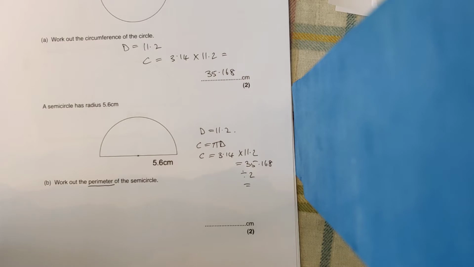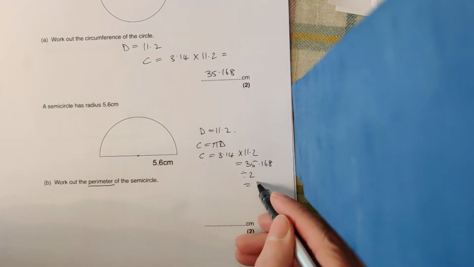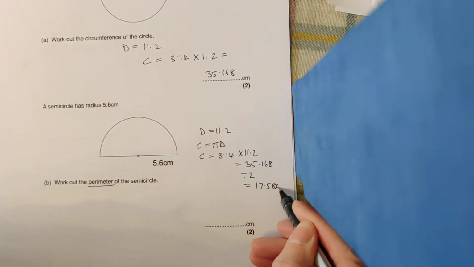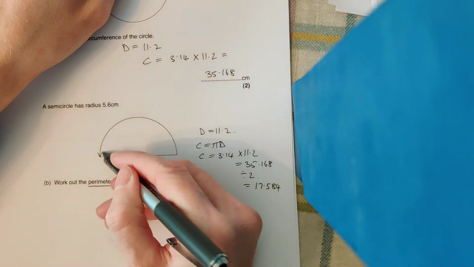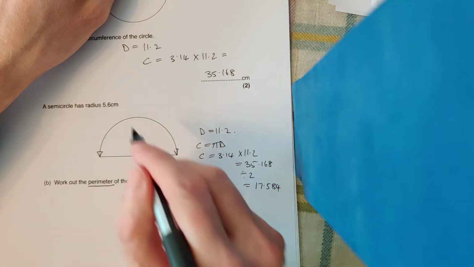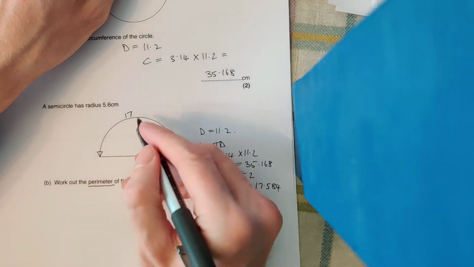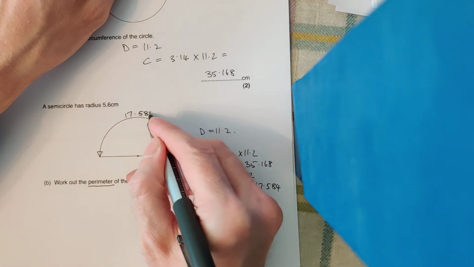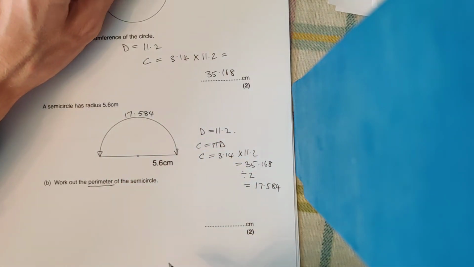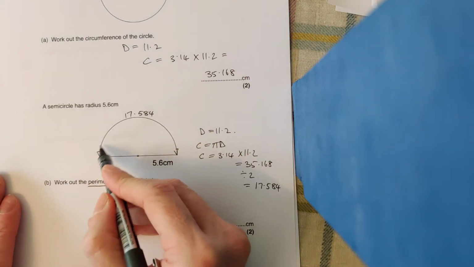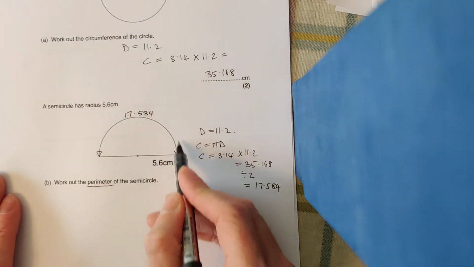And you get 17.584. Now that tells me that this distance here, right between the two arrows, is 17.584. But that is not the perimeter. Remember, the perimeter is the distance around the entire edge of it.